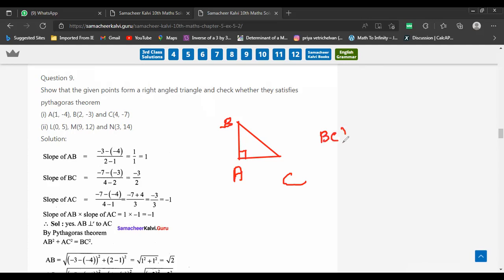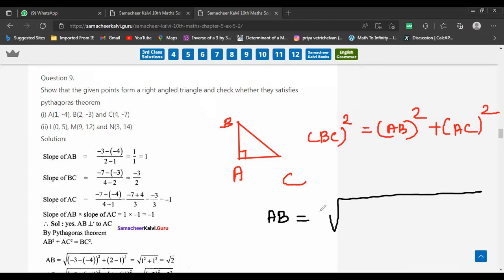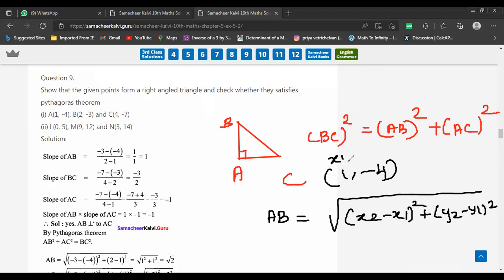From this we can say BC whole square is equal to sum of AB square and AC square. You can easily find the value of AB by substituting in the distance formula. What is the distance formula? Square root of x2 minus x1 the whole square plus y2 minus y1 the whole square. So just take A and B in the order, like minus 1 comma 4 is going to be x1 y1, and 2 comma minus 3 is going to be x2 y2.